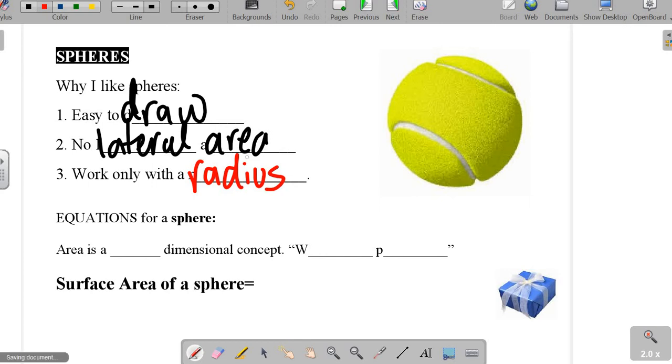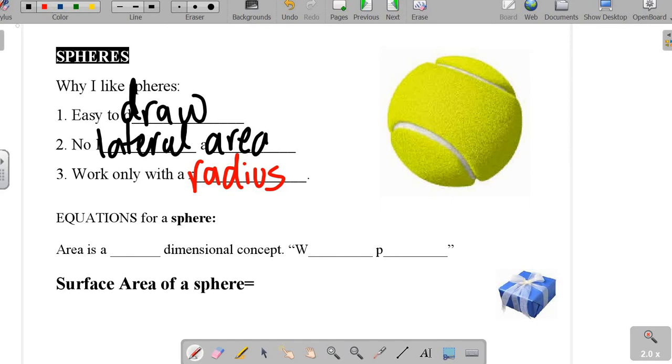It's easy to draw a sphere. There's no what's called lateral area. You don't have to distinguish between total surface area and lateral area. There's only one surface area. And you only need one singular dimension to find surface area or volume in a sphere, and that's radius. So it's easy to draw.